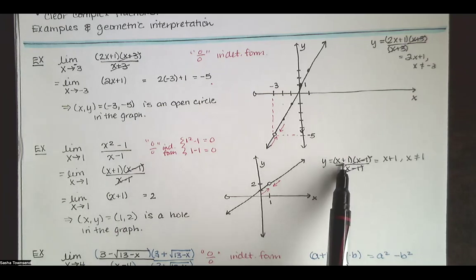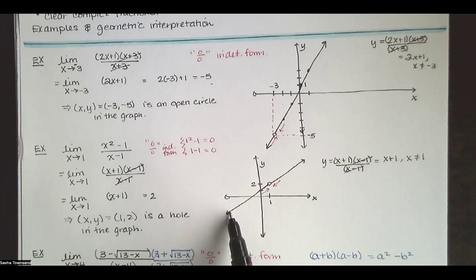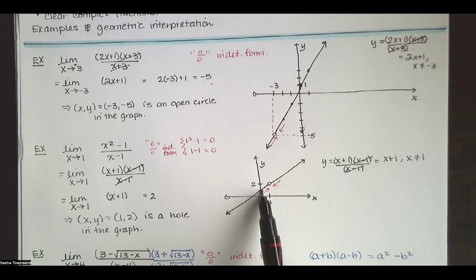This function looks like the graph of y equals x plus 1, which is just a line with a slope of 1 that passes through x equals 0, y equals 1. And at x equals 1, y equals 2, we have an open circle. That's the only point that's missing on the graph of that line.